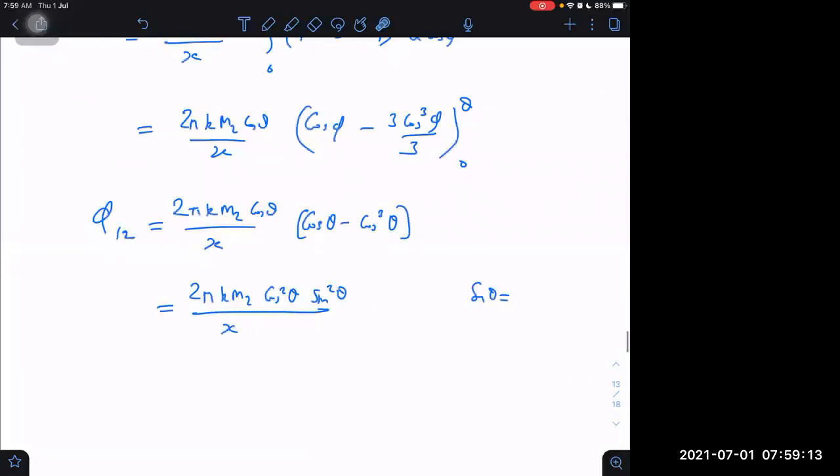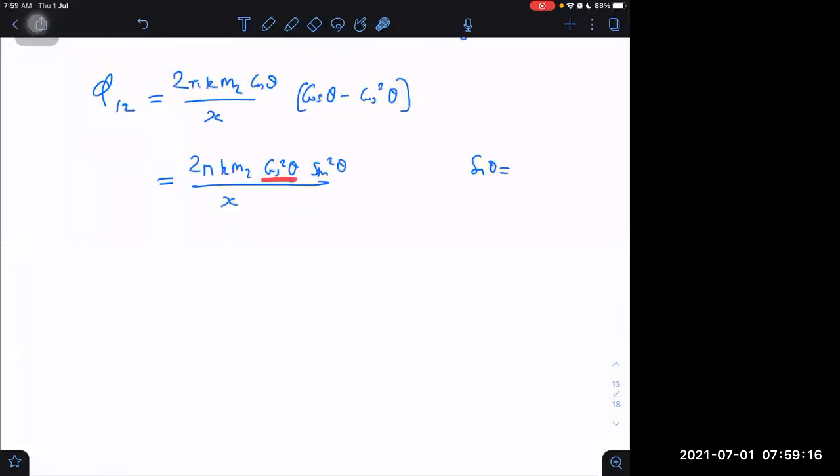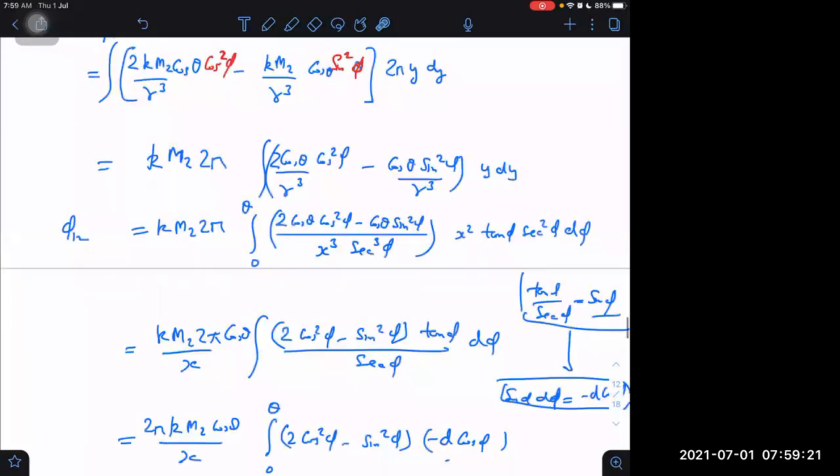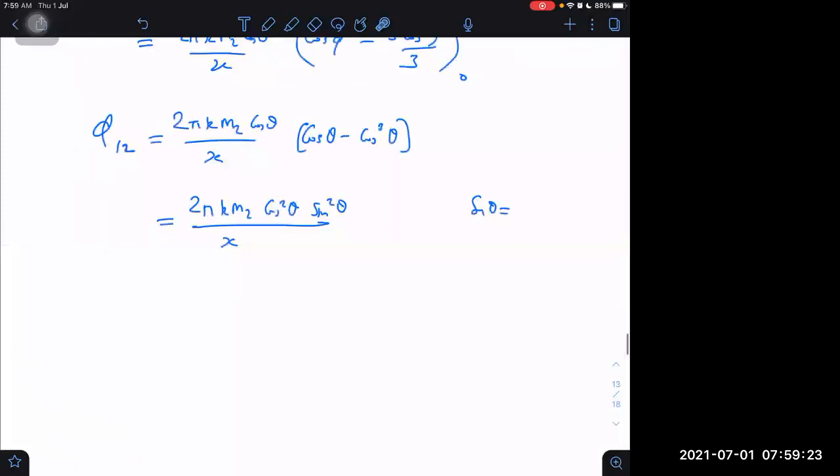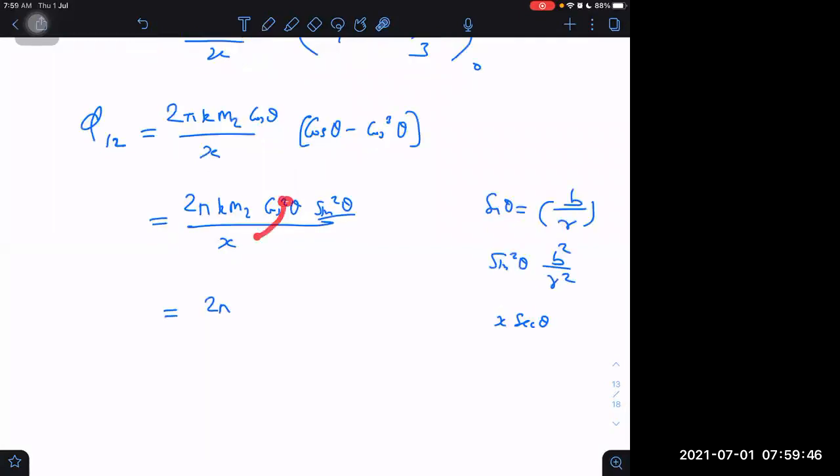First, I'm thinking that in terms of R, if I have to write, then x secant theta will be R, right? So we get, first of all, sin theta. What is sin theta? B divided by R is sin theta. So sin square theta is already giving me B square by R square. And I can take x secant theta. How? By bringing one cos theta down, then that will become secant theta here, right?